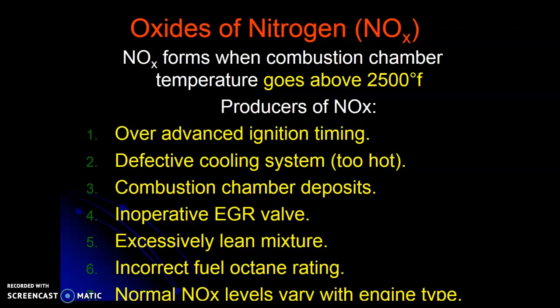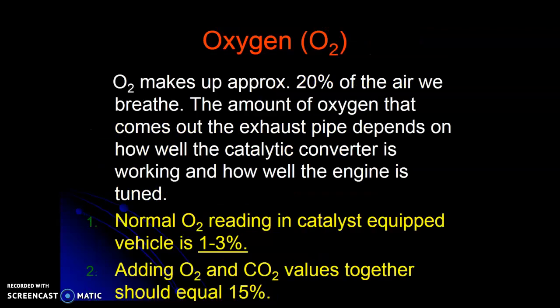Oxides of nitrogen. So if you get high pressure, high temperature in the combustion chamber, you're going to create NOx. Over advanced timing creates this. Defective cooling system, your engine runs too hot. Combustion chamber deposits, that carbon inside there can also increase your compression ratio, which will increase pressures, and that can create NOx. Your EGR is not working. Excessively lean, which increases your temperature, which creates NOx. Incorrect fuel octane rating, and normal NOx levels vary with engine type, and that is very true. Depends on the design of the engine. But basically, think of NOx: if you have high NOx, something's causing high pressures or high temperatures in your engine. And then there's oxygen.